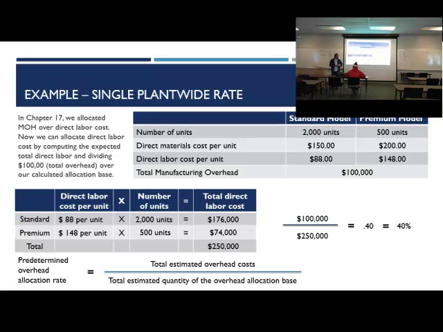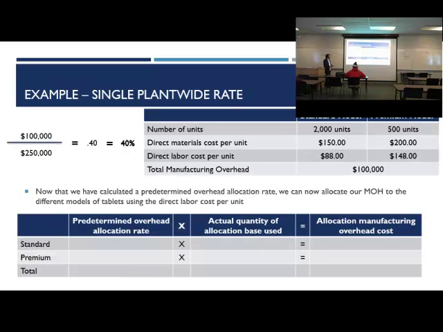This is a single rate allocation because it doesn't matter if we're using premium or standard, we're still going to use 40%. This is going to change when we use multiple departments, in that we might have a different rate for WIP 1 and we might have a different rate for WIP 2. So do you all understand this before we go up to the multiples? If not, there's homework too.